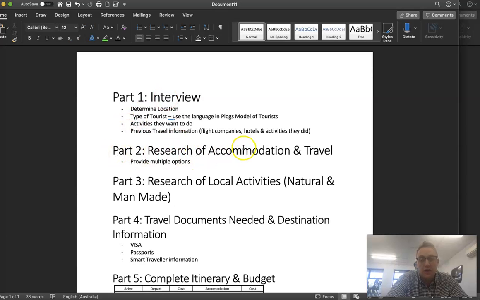Part 2 will be the research of accommodation and travel. Here you want to be providing multiple options in terms of hotels and flight companies. You want to be considerate of what they're doing there as well in relation to the distance from the hotel to those activities. So, for example, if you're sending someone to Los Angeles and they want to go to Disneyland, how far away is that accommodation from Disneyland? Is it too far to the point where it's not worth going to see Disneyland?